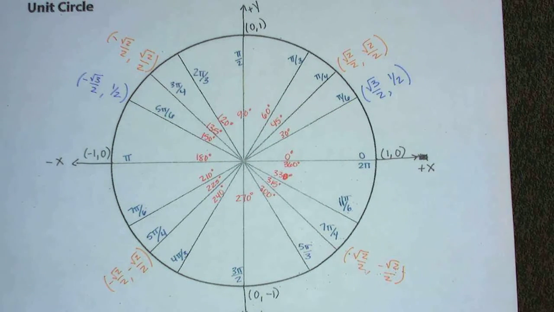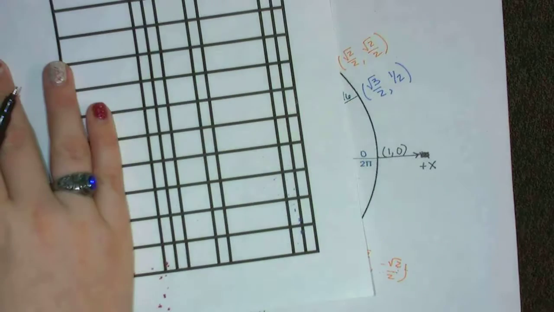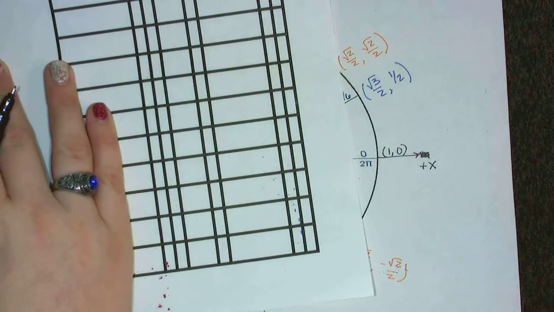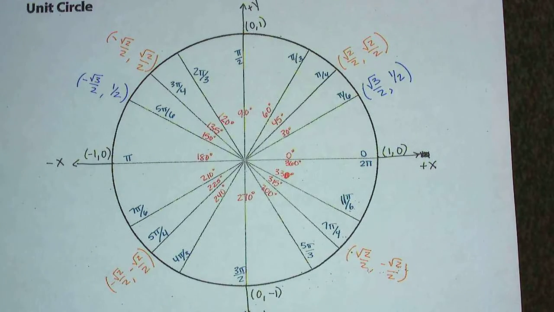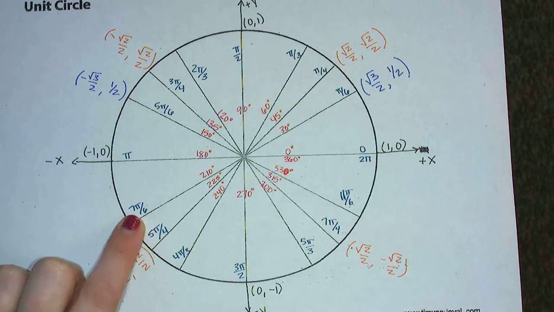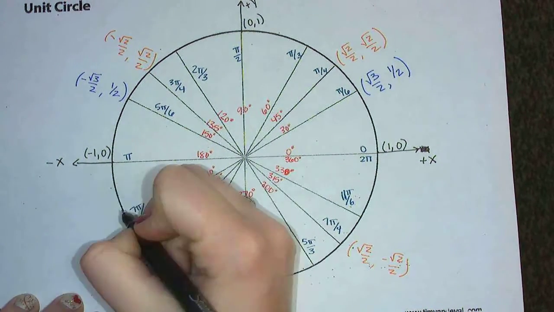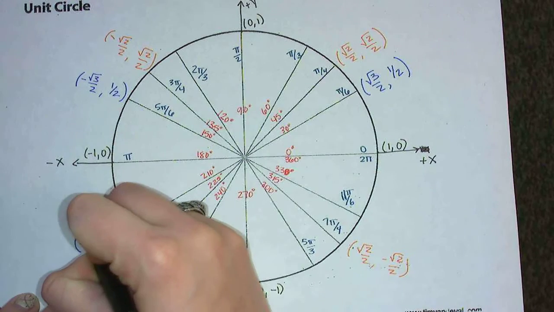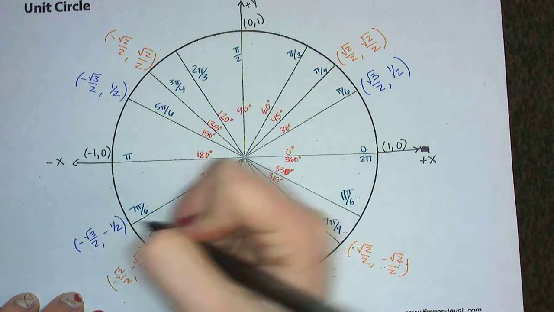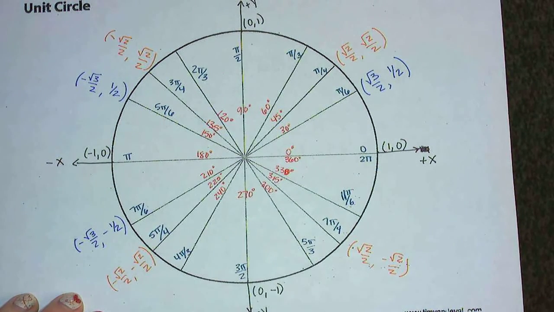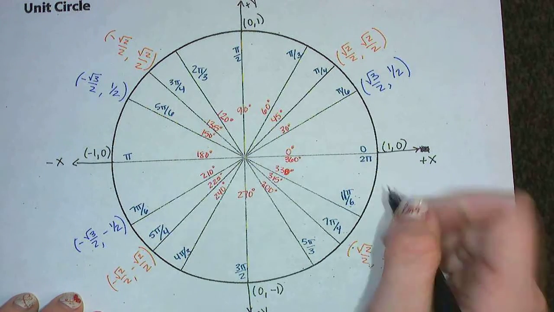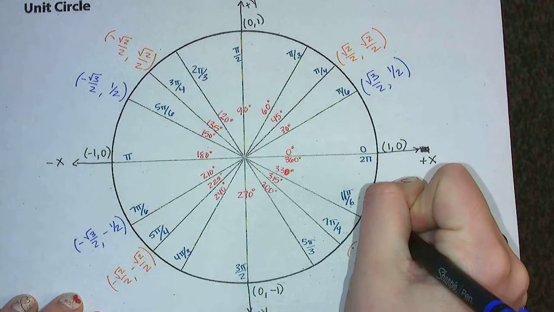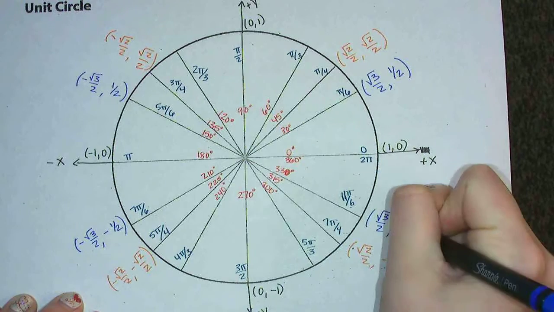I'm going to focus this back in. I have it super zoomed. And then down to 7 pi over 6, both values are negative down here, so it's going to be negative root 3 over 2, negative 1/2. At 11 pi over 6, x is positive, y is negative, so we've got root 3 over 2, negative 1/2.